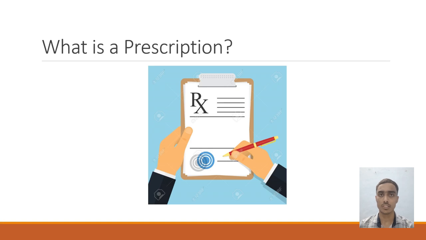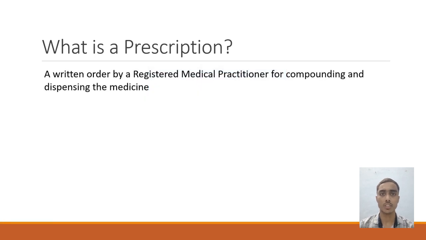So, by definition, a prescription is a written order by a registered medical practitioner to the pharmacist for compounding and dispensing the required medicine. The word prescription is made up of two parts, pre meaning before and script meaning written. It denotes that this order must be written first before the pharmacist can give the drugs to the patient.